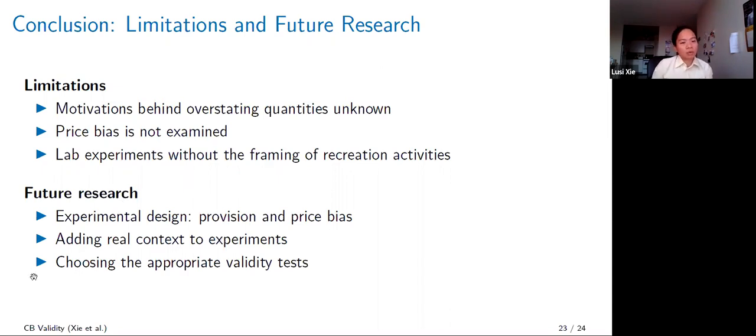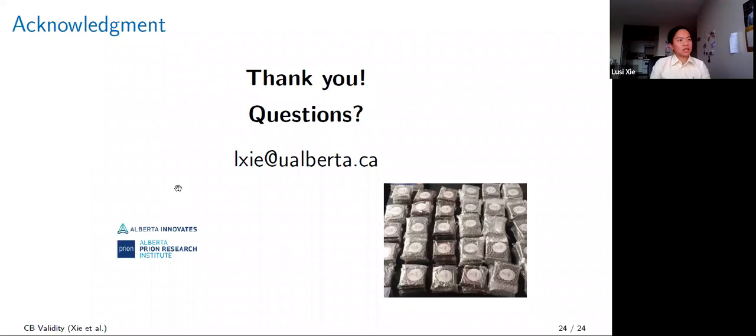And the last thing I want to point out about future research is the choosing of an appropriate validity test. The interesting part of our design is we use an incentive compatible criterion to assess criterion validity and also to assess convergent validity. This hasn't been done in previous studies. And we find different kinds of impacts for framing. And then it raises a question of which kind of validity test we need to use and which one for a specific context. And with that, I would like to thank you for your attention.